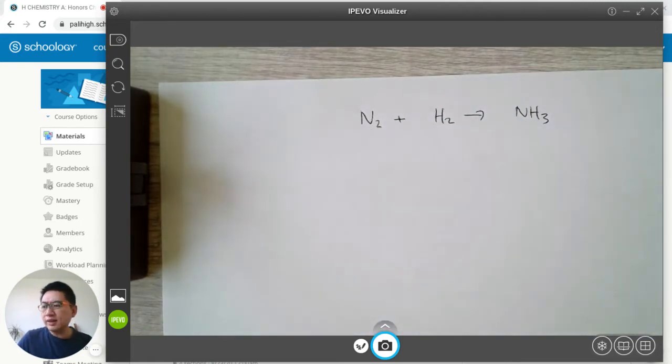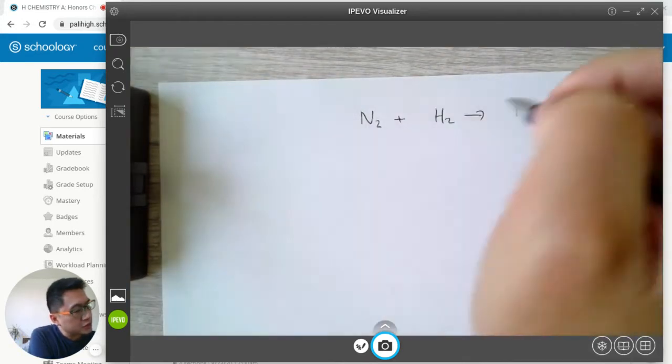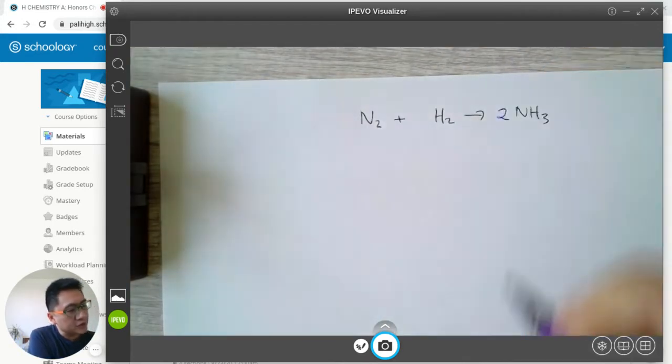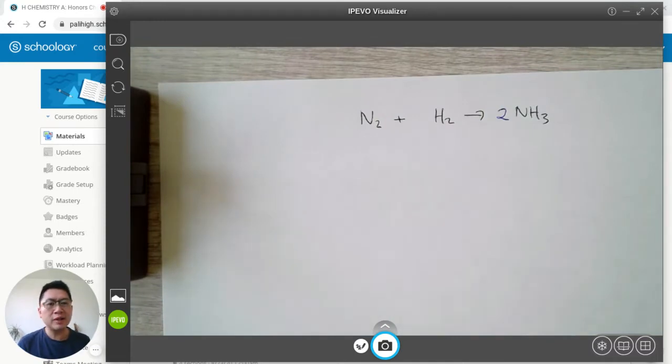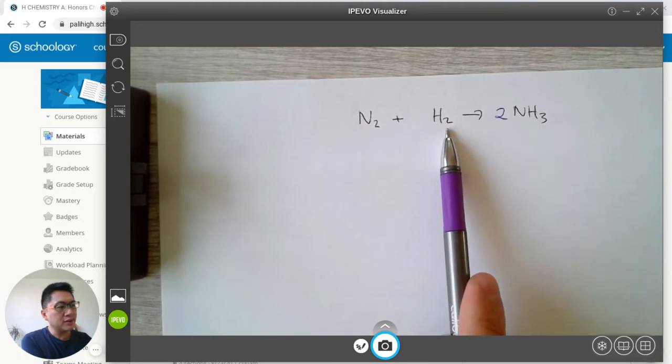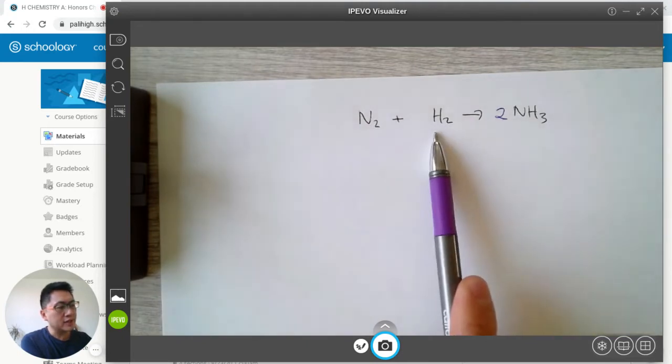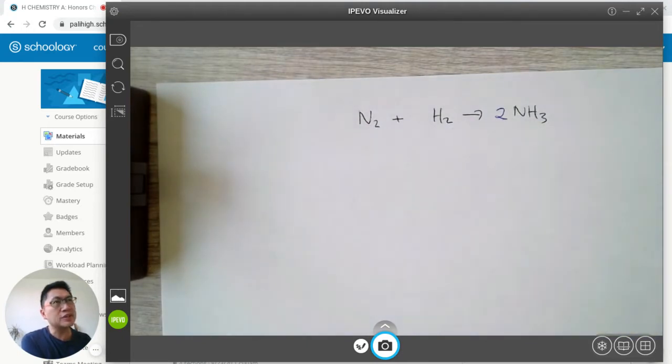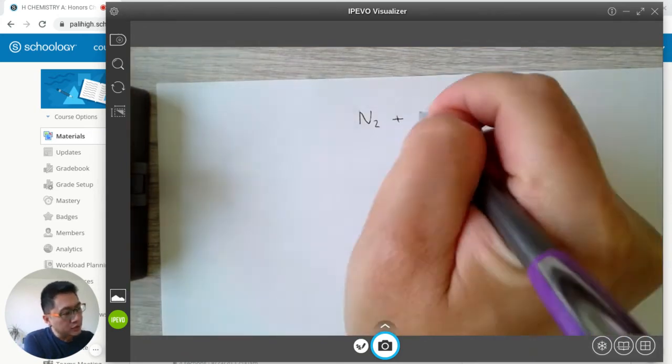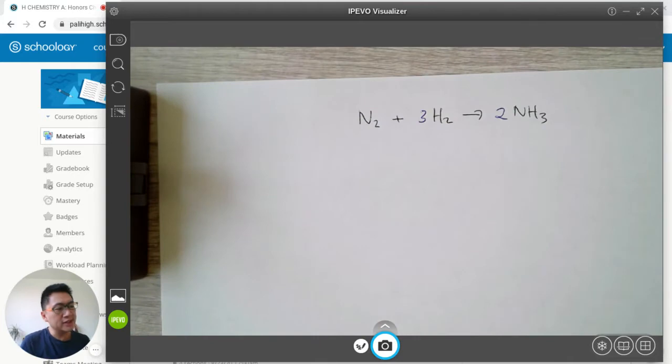So let's start with the nitrogen part. I'll just do one element at a time. Nitrogen, two nitrogens. I need two nitrogens. There's a two. So now the nitrogen's balanced. Are we done? Of course not. Because you see here, two hydrogens on the left side. On the right side, 2 times 3 or 6 hydrogens. I need 6 hydrogens on the right side. So 3 times 2 is 6 hydrogens. So now this equation is balanced.